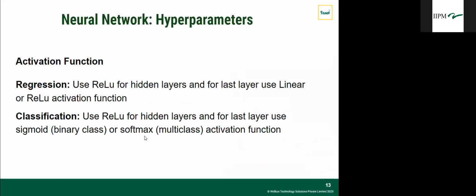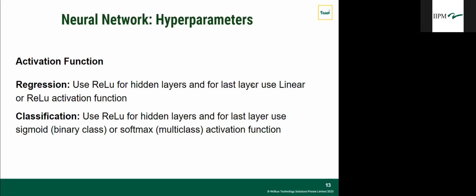The other hyperparameter we have is activation function. As I showed you in the previous slide, there are 7, 8 different kinds of activation functions. Just to make it easier for you, if you are not sure, then use ReLU. As I mentioned, ReLU is a very popular activation function. Use ReLU for all your hidden layers.